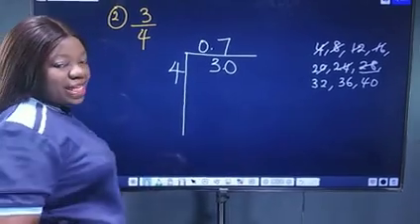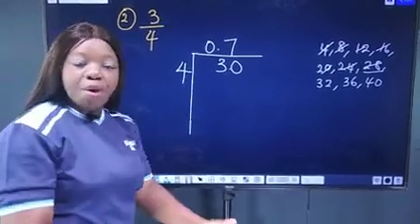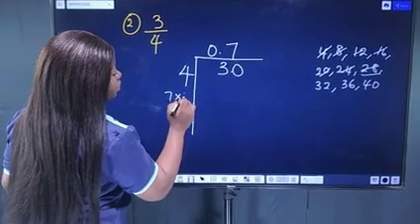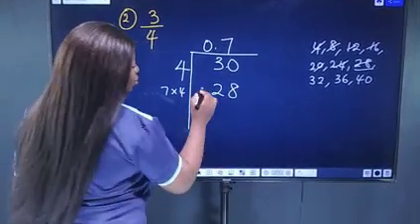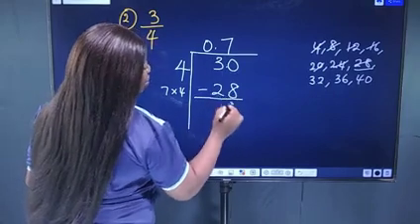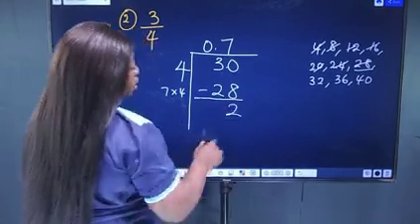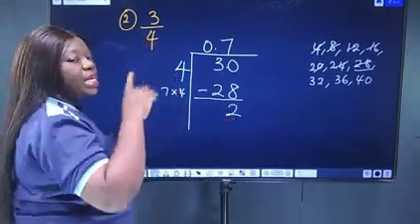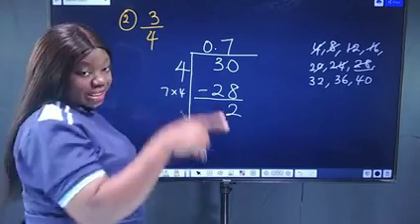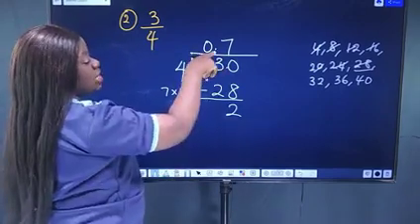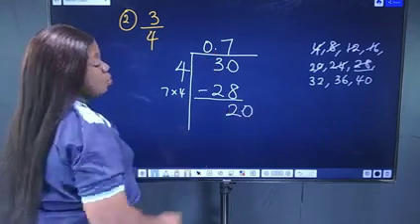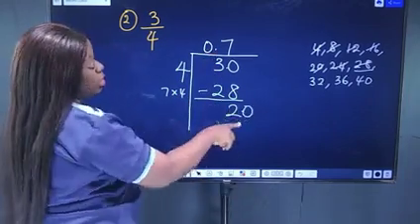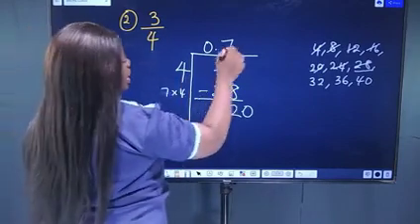Now we have divided. The next thing we need to do is multiply. So 7 times 4 is equal to 28. After multiplying, you subtract. That's 30 minus 28 is 2. Now 2 divided by 4 is impossible because 2 is less than 4. So because of this decimal point and 0 here, add 0 to 2. So you have 20. So 20 divided by 4 is 5.